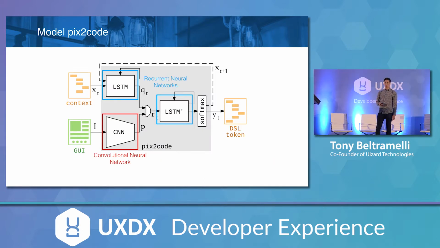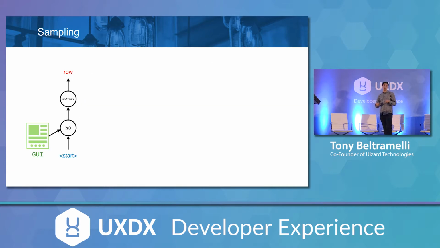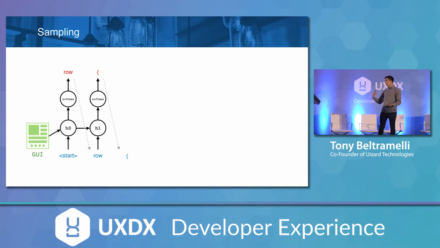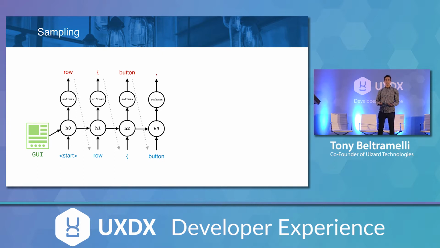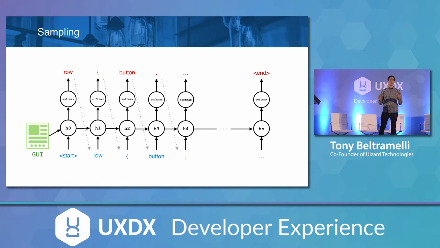So this is a model. I'm not going too much into details because time is running. And when you generate the code, you basically generate one token at a time. You provide the graphical user interface, and you tell the algorithm, start generating tokens. After some time, it generates one token at a time, and you get the full code generated for a given user interface.